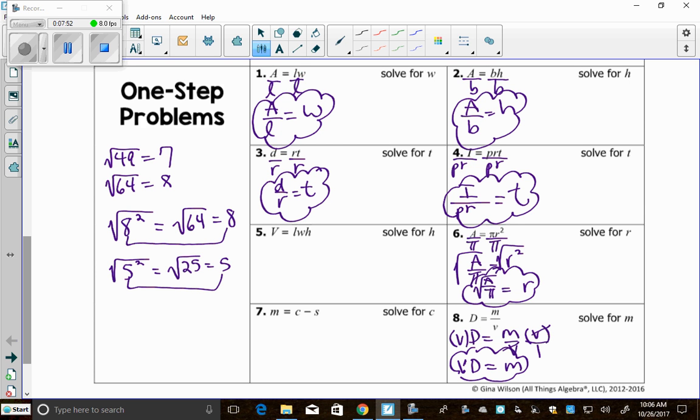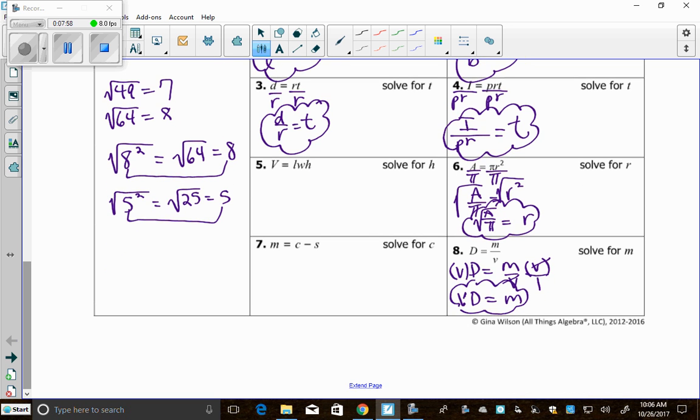Okay, you take a minute and do 5 and 7. Remember to pause this, do them, and then start it back. Okay, on number 5, you wanted h by itself. H is being multiplied by L and W, so I'm going to divide each side by the product of L and W. And I have V over LW equals H.